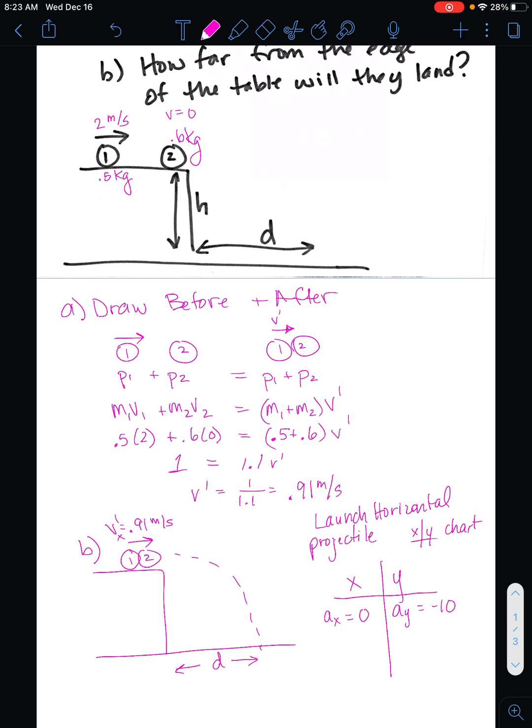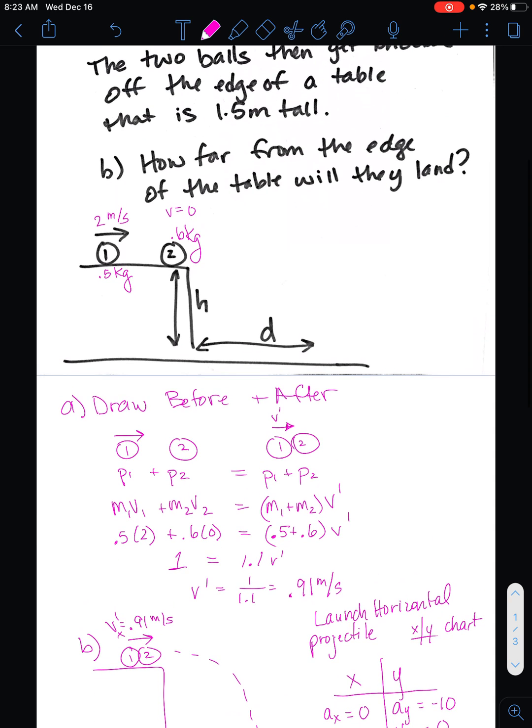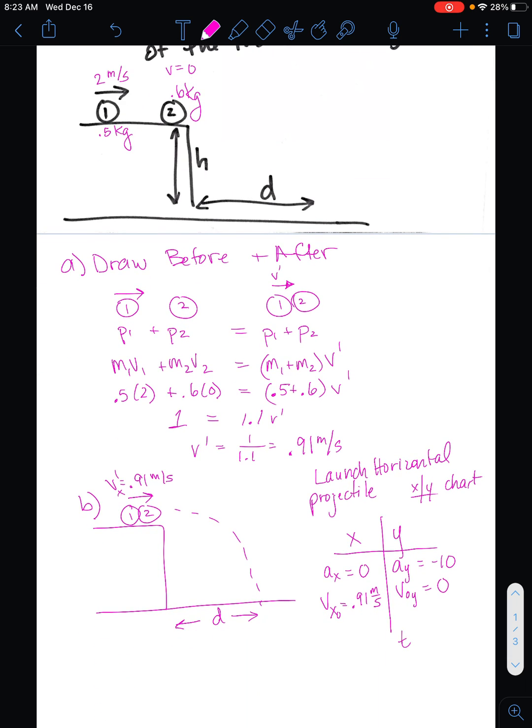And so when they're launched horizontal, I can say that my starting y velocity is 0, and my starting x velocity is 0.91 meters per second. Now, in order for me to find how far from the edge of the table they're going to land, I need to solve for my time in the y, to find my time in the x, and my final calculation, delta x. The acceleration in the x direction is 0, so we know that range can be found with x velocity and time. But in order to find time, I need one more piece of information.